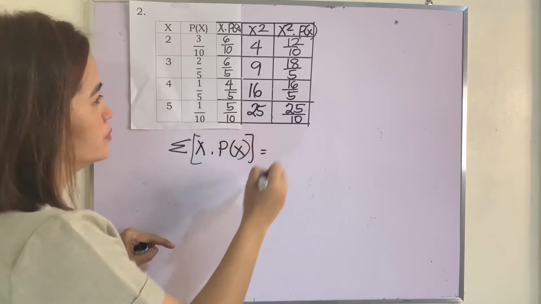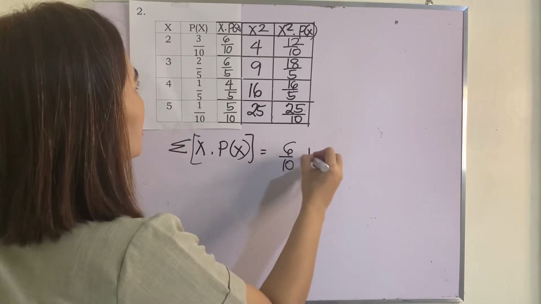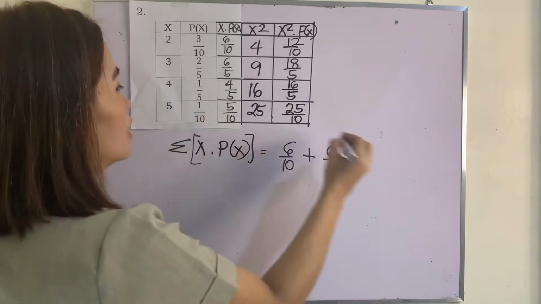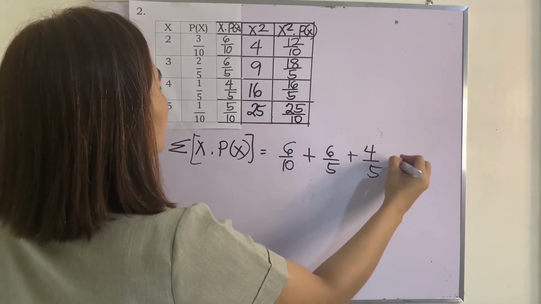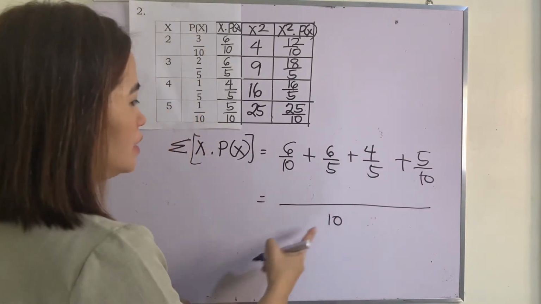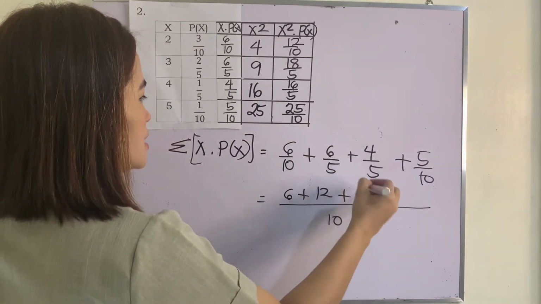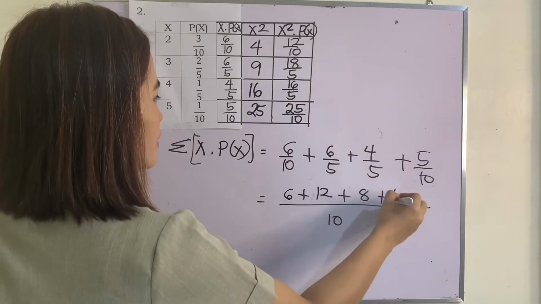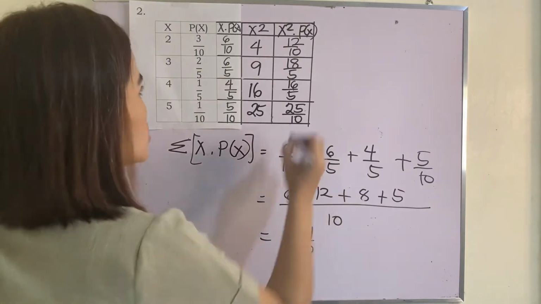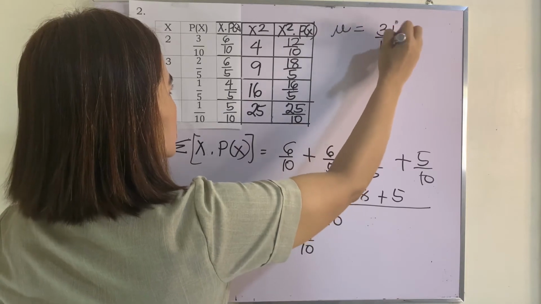Let us get the sum. This one is equivalent to 6 over 10 plus 6 over 5 plus 4 over 5 plus 5 over 10. Okay, getting the LCD will be 10. This is 6. This one is 12. This one is 8. And this one is 5. So we have 31 over 10. So our mean, or mu, is 31 over 10.